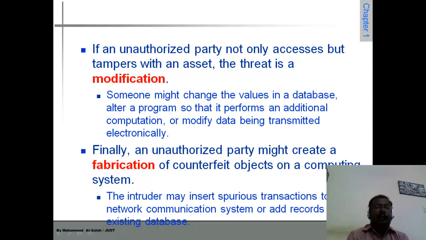And finally we see what is fabrication. It is when an unauthorized party creates counterfeit objects on a computing system. An example here is the intruder may insert spurious messages into a network communication system or add records to an existing database. This is an example of fabrication.